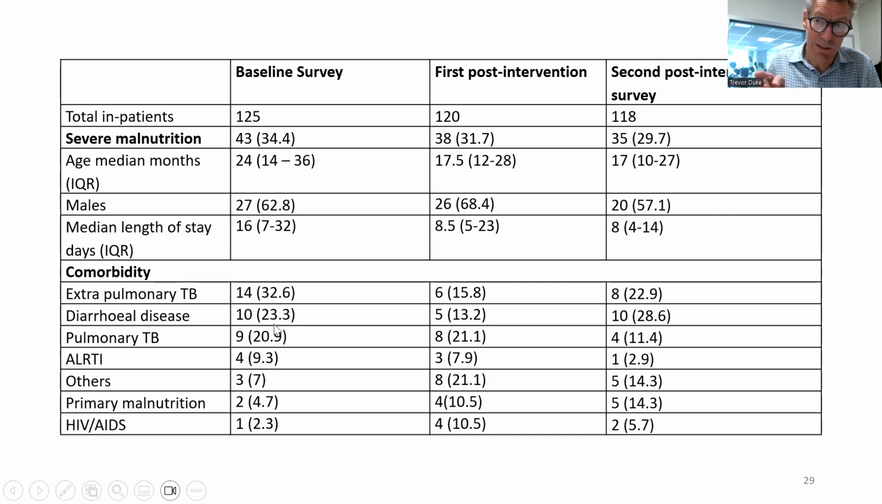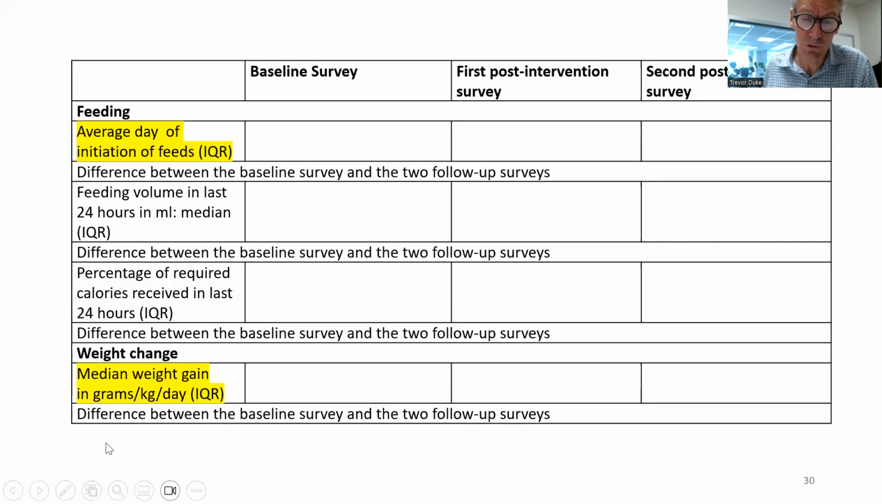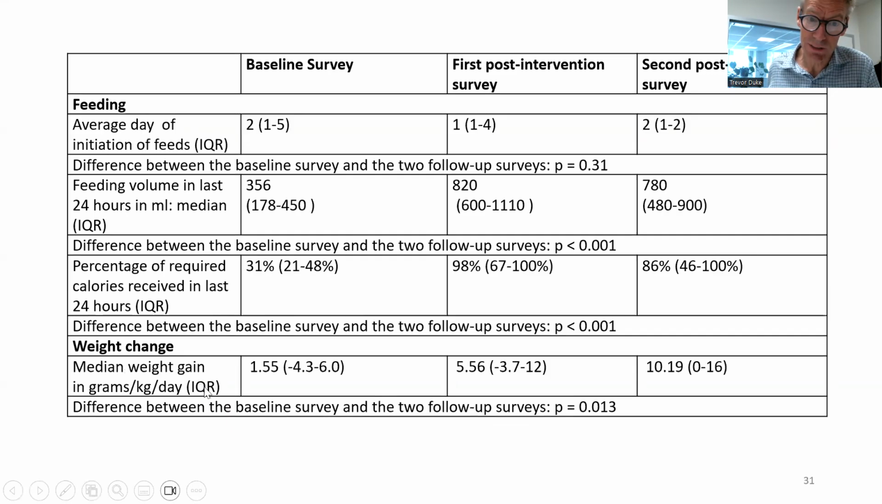So working out what the metric of measurement is, the number of decimal places you'll present your data to, and putting them in a dummy table is very helpful. He also had a results table, so that's like the baseline demographics, and then he had a results table which looked at, for example, whether or not the average day of initiation of feeds was less after the intervention and was sustained at less, and whether the weight gain was more in these patients after the intervention.